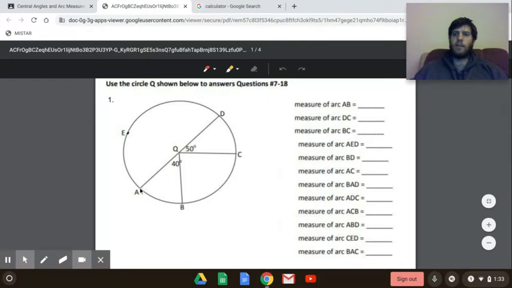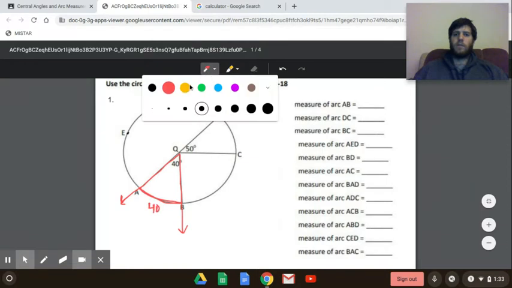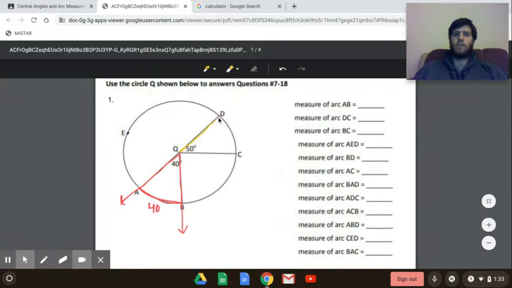So we know that the measure of an arc is equal to the measure of the central angle. Right, so this angle right here, I could draw a straight line, AQB. This angle here, we know that this arc measure is equal to the central angle, so it's going to be 40. We know that this one is 50. So that means that this arc here is also going to be 50.